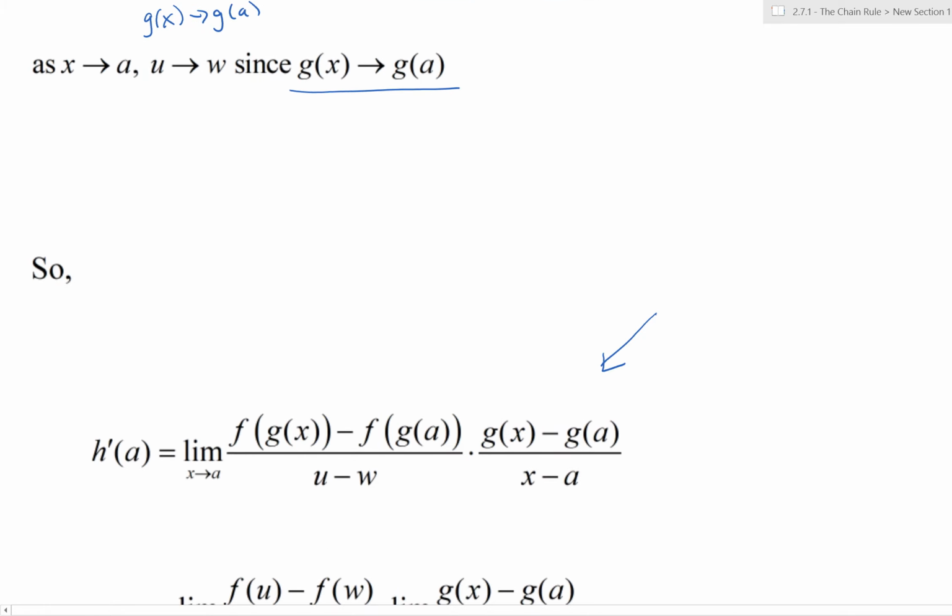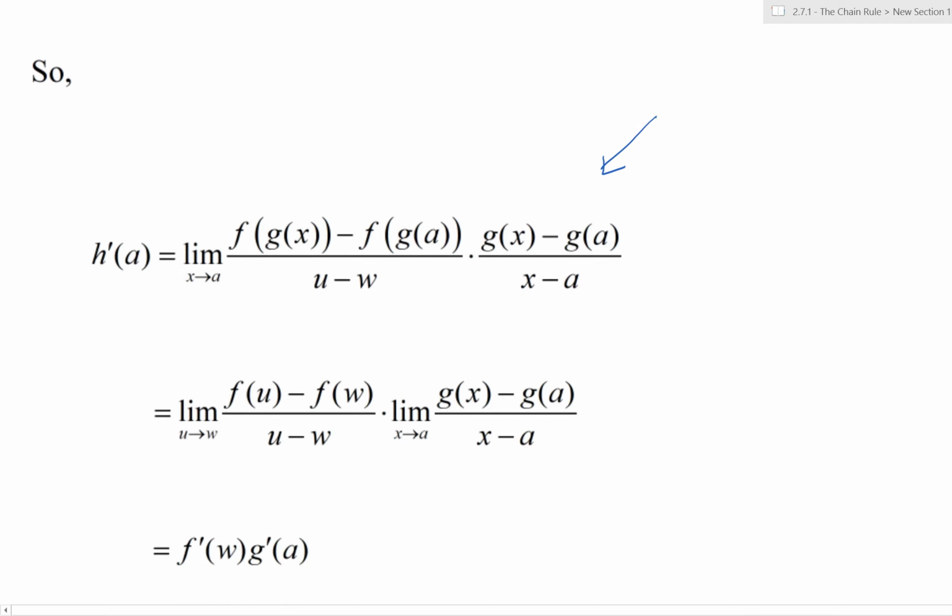g of x is u. g of a is w, right? I'm just replacing the g of x and g of a in terms of their variables u and w. But notice that right here, this is the same as f prime of w. Remember, as x was approaching a, we showed that u was approaching w.